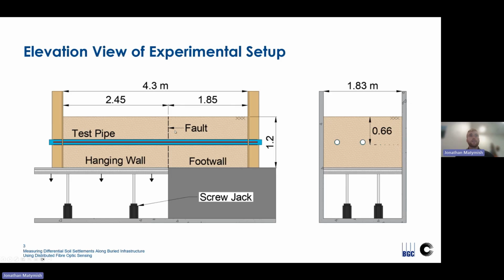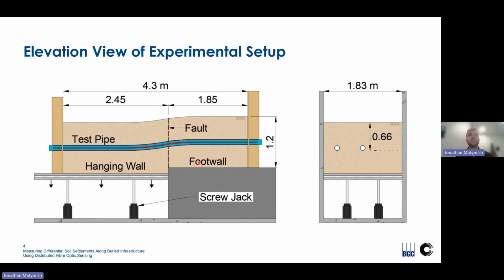So in this study, we use this apparatus at the Queen's University Geoengineering Lab, which we refer to as the split box. And essentially, it has a stationary footwall section and a moving floor hanging wall section, where we can operate these screw jacks to lower that moving floor and simulate differential settlements associated with the formation of a normal fault.